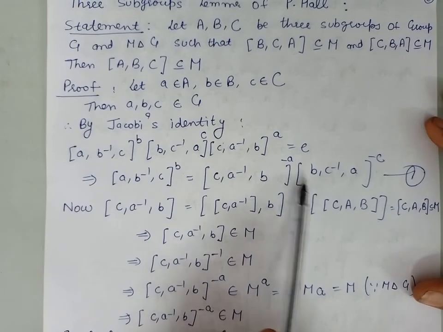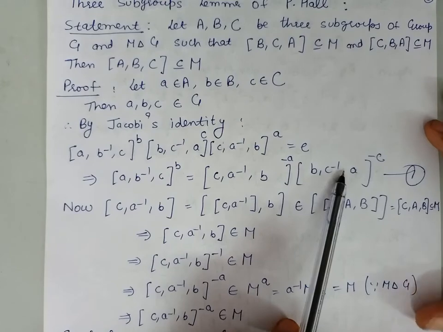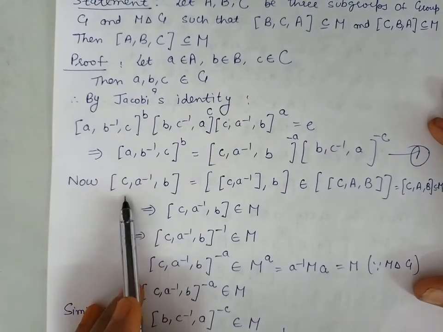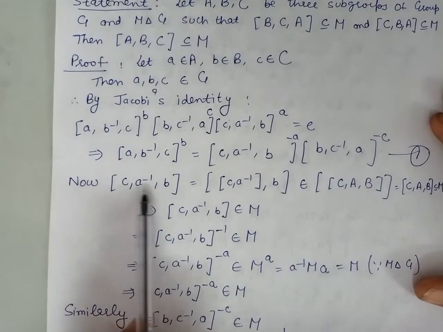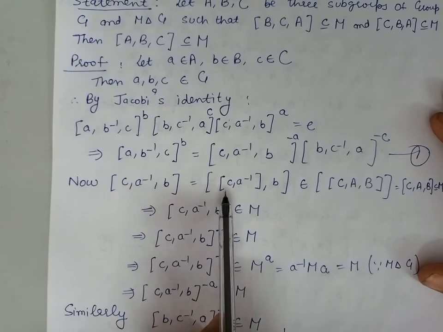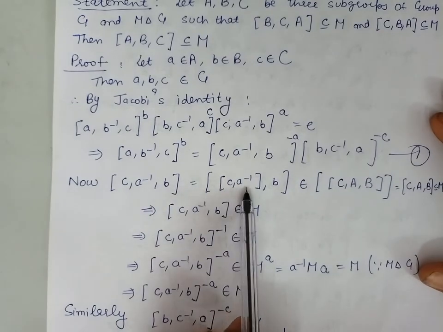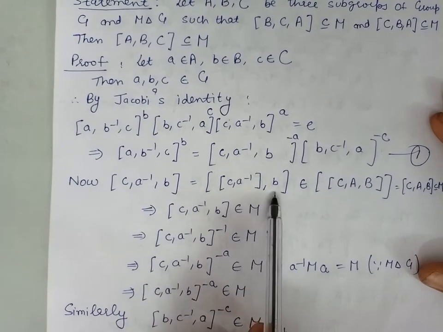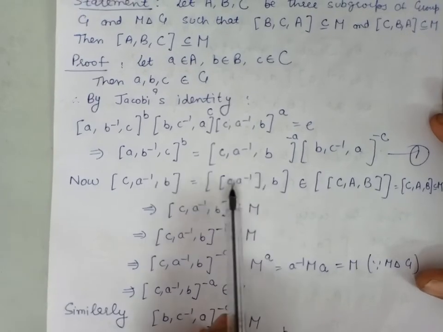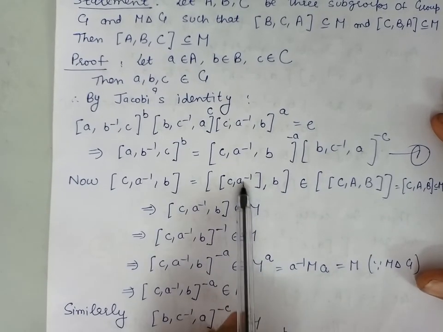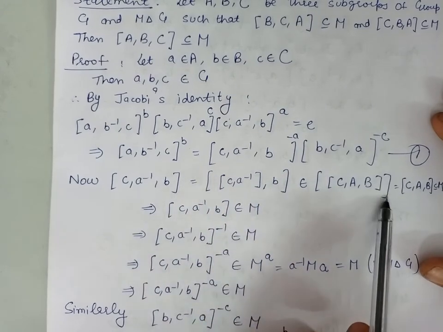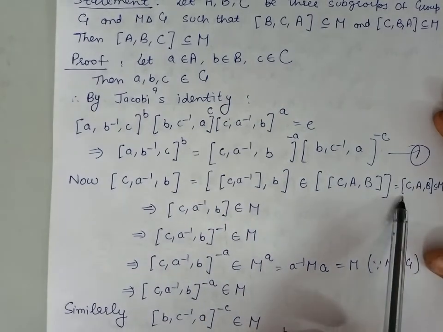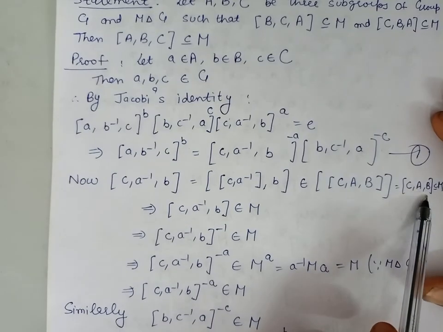Now let us find these terms one by one. So let us consider the commutator of c, a inverse and b. By definition, the commutator of three elements can be written as the commutator of c with a inverse and then its further commutator with b. Now, because c belongs to C, and a belongs to A, so a inverse will also belong to A, and b belongs to B. So this element belongs to the commutator subgroup formed by C, A and B.